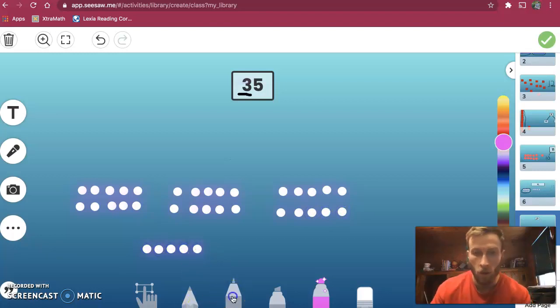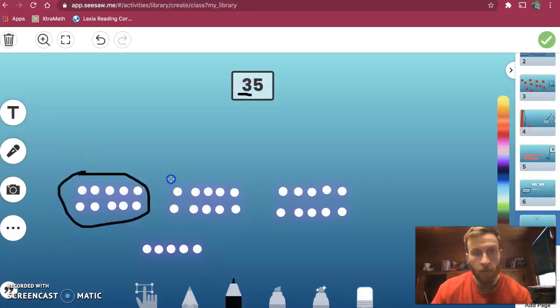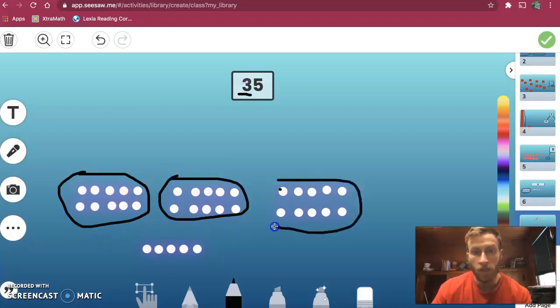Here we go. I'm going to circle all the groups of 10 I have. I have a full 10 frame here. I have a full 10 frame here. And I have a full 10 frame here. Do I have a full 10 frame down here? Nope. So I'm not going to circle it. So I have 3 groups of 10.